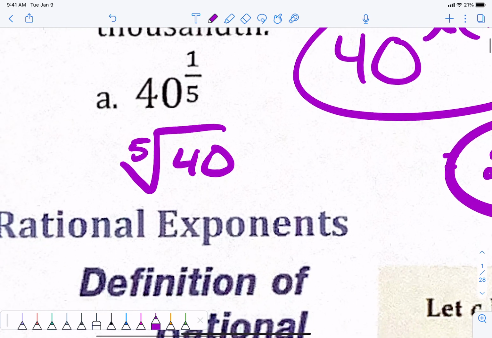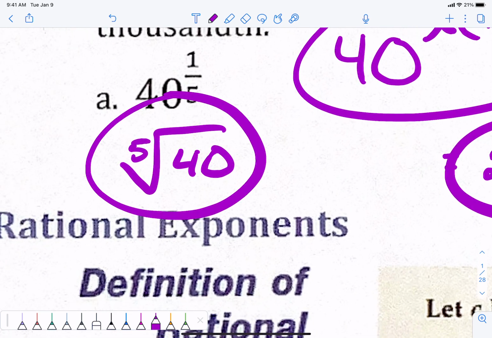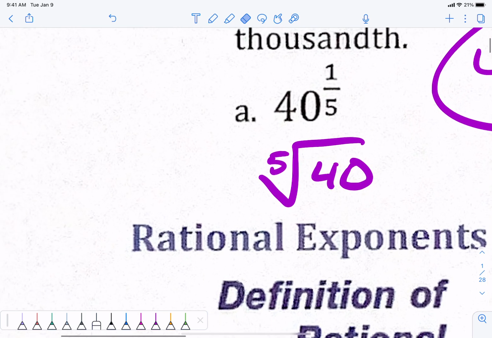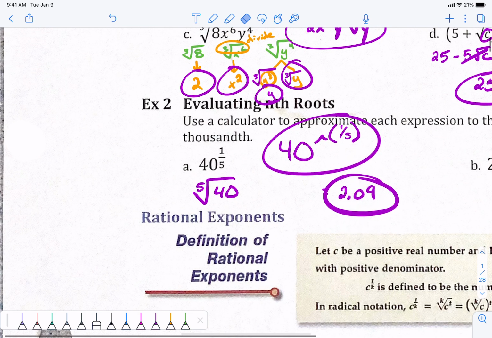Okay, how do you do the second one? How do you do this one where you're doing the 5th root? Do you know how to do the 5th root? Okay, here's the deal. Write this down. When you're doing the 5th root, you have to type 5 in.